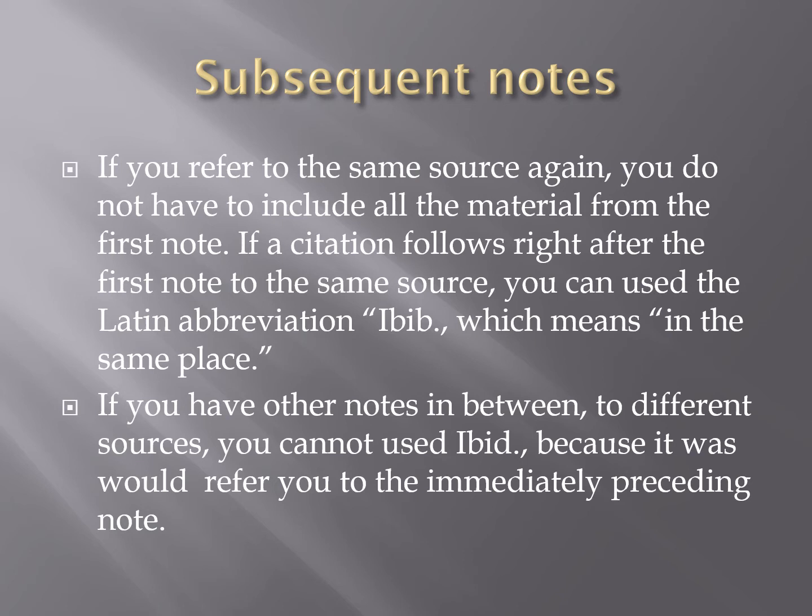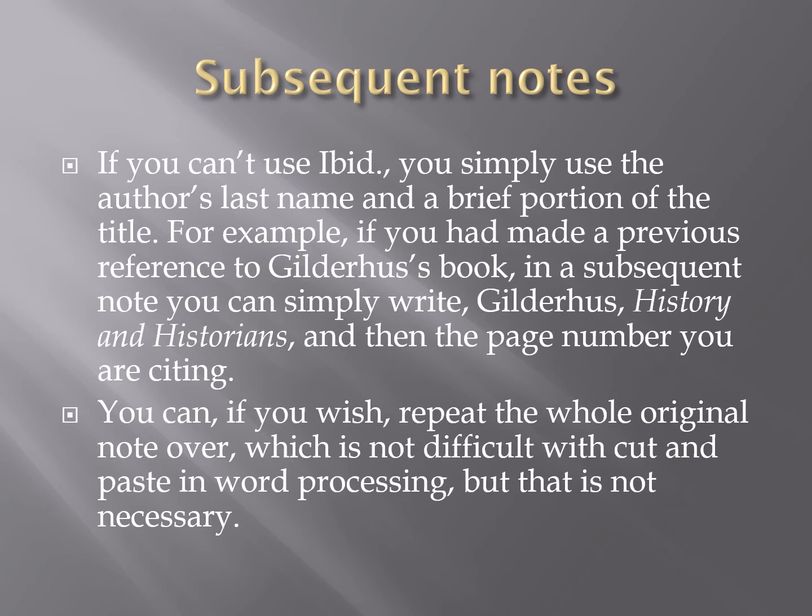Now, if you have other notes in between, then when you want to refer back to another source you've already used, you can't use Ibid, because Ibid takes you to the note immediately above the one you're working on now. In those cases, what you do is give the author's last name, a brief portion of the title, and then the page number you're citing.